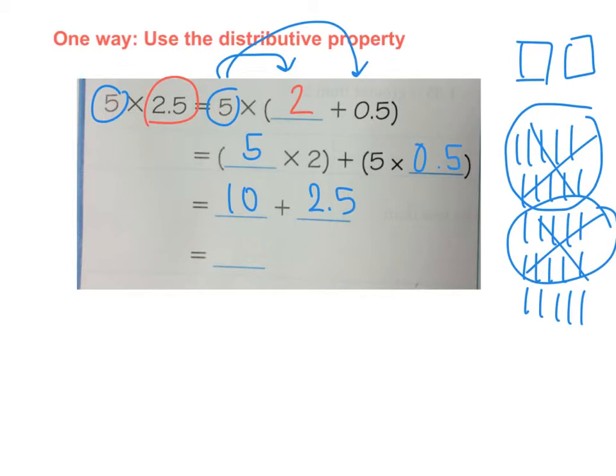Now we're ready to add. 10 plus 2 and 5 tenths is? 12 and 5 tenths. So therefore, 5 times 2.5 is 12.5, or 12 and 5 tenths.